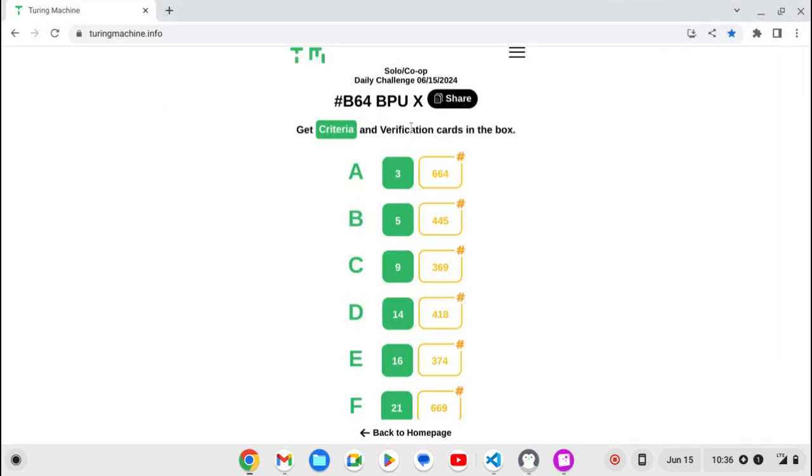So in today's puzzle, we are using the following 6 criteria cards: criteria card 3, 5, 9, 14, 16, and 21, and we're using the orange verification cards. The code above is what you use to go to turingmachine.info to search for today's puzzle and get more details. Let's go solve.